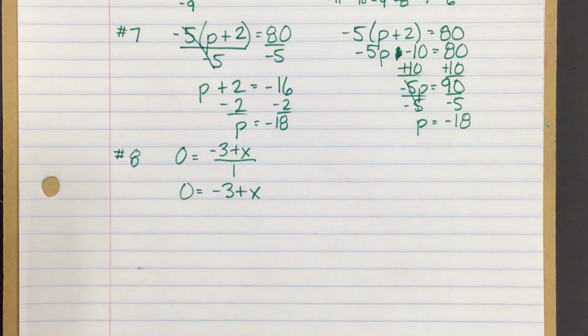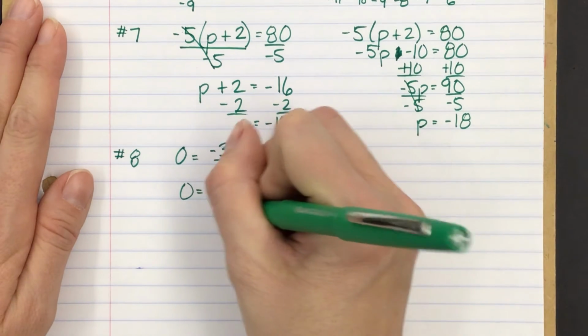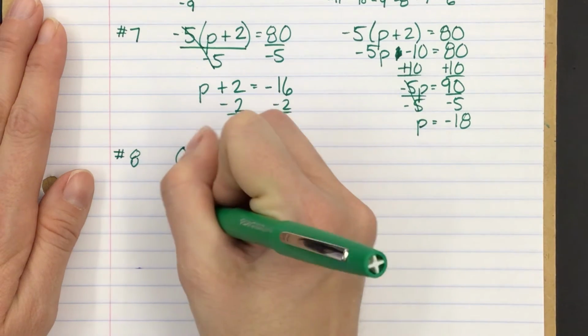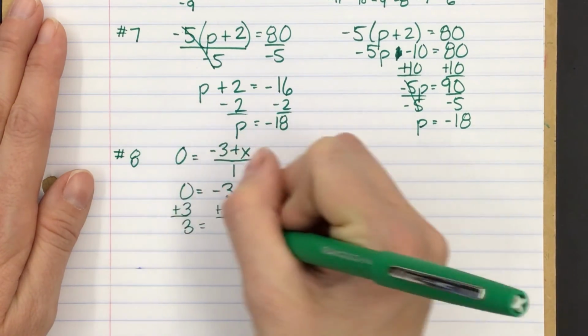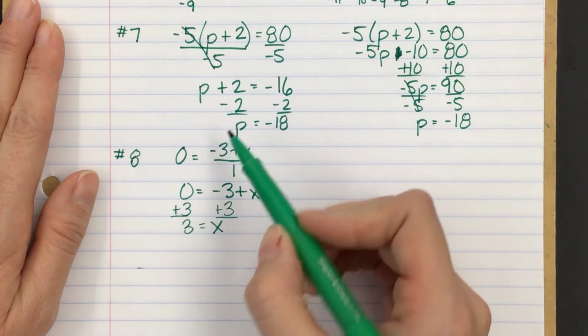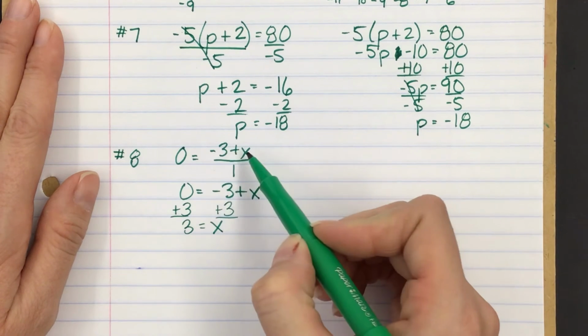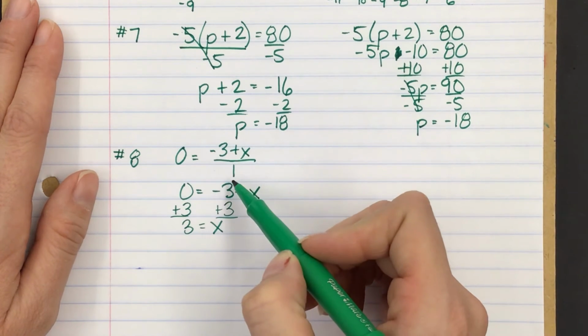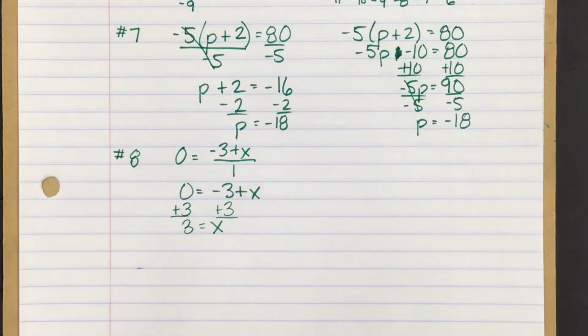Now what am I going to do? Connor. Add 3. Fabulous. Add 3. 3 is equal to x. Now, if you plug that back in, negative 3 plus 3 is 0. 0 over 1, or divided by 1, is 0. There you go. You did it.